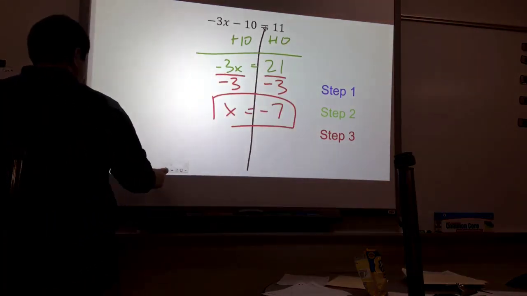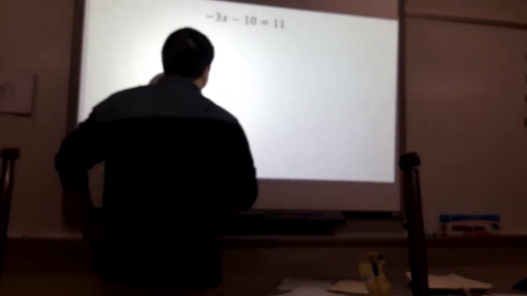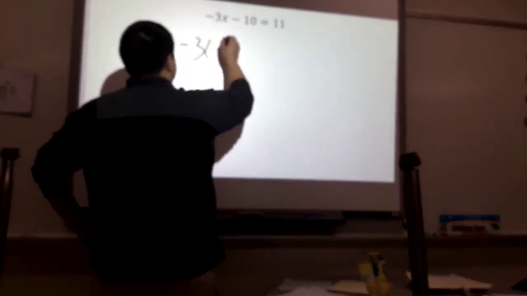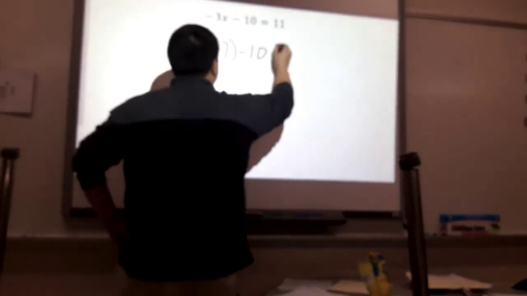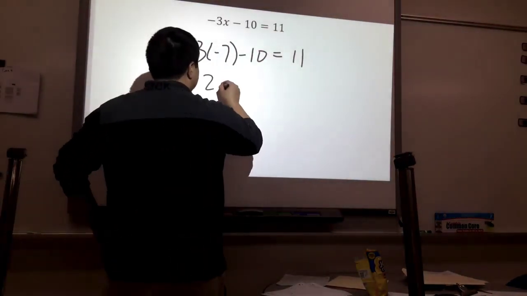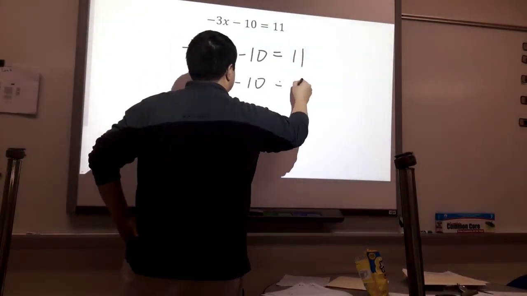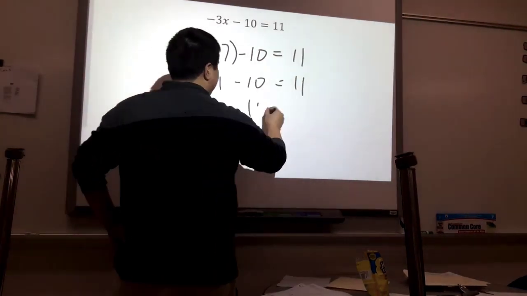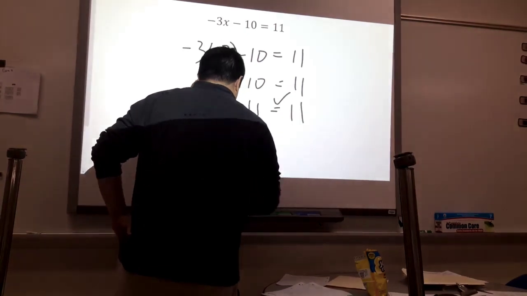Let's check it. Negative 3 times negative 7 minus 10 will hopefully get us 11. Negative 3 times negative 7 is 21. Minus 10 equals 11. 21 minus 10 is in fact 11. We did it correctly.